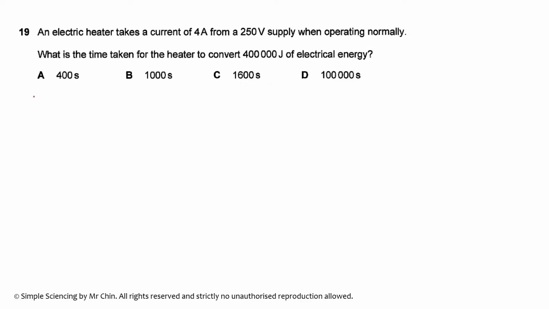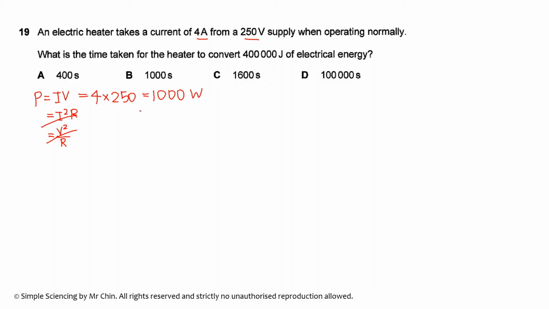There are actually 3 formulas for power. Remember, P equals IV, P equals I squared R, P equals V squared over R. Which formula to use? These 3 formulas are actually devised from Ohm's law, V equals IR. However, we are only given the current and the voltage. So we can only use the first one, P equals IV. Ignore the other 2 formulas. So P equals IV, I is given to be 4 multiplied by 250. So this is given to be a value of 1000 watts. So now the power is 1000 watts.